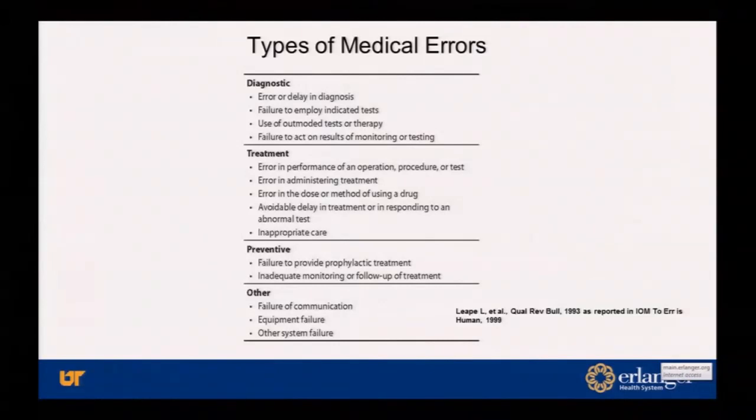And these are the types of medical errors. And one of the ones that's probably been focused on the most in the last few years is error or delay in diagnosis. How often do we get the diagnosis wrong? So if a patient comes in with a diagnosis from another institution, how often do we hold on to that diagnosis rather than revising it or changing it? How often? Not often have we changed it?